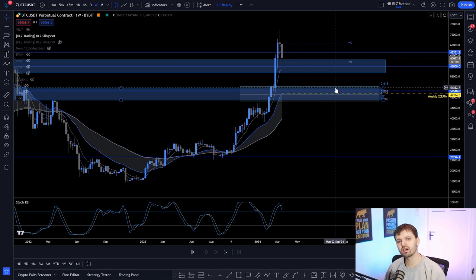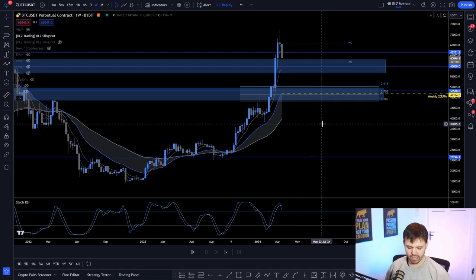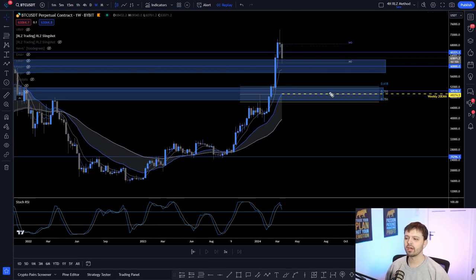We have the halving coming up in about 20 to 30 days, let's say 25 days or so. And we might actually have a move down leading into the halving and then a pump on the halving. Like, we don't really know what's going to happen, obviously. We can't predict the future.